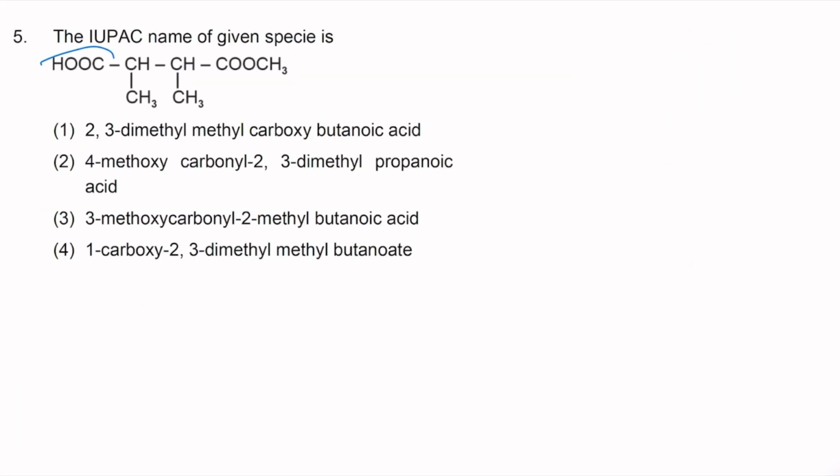We see a carboxylic acid functional group. We do see an ester functional group. Between carboxylic acid and ester, we know that carboxylic acid gets higher precedence, and therefore the carboxylic acid should be treated as a functional group and the ester should be treated as a substituent. When ester becomes a substituent, the prefix is alkoxycarbonyl. In this case we have a methyl, and therefore it is methoxycarbonyl.